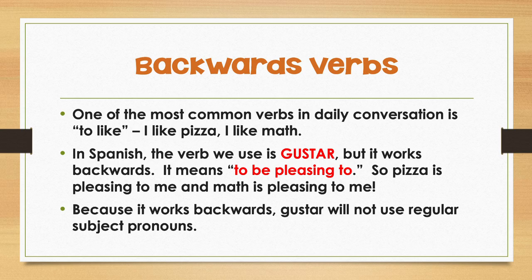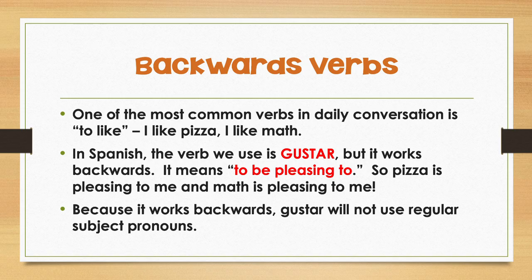All right, so let's start by talking about backwards verbs. One of the most common verbs in daily conversation in English is to like. We say, I like pizza, I like math, I like you, I like your sweater, right? In Spanish, the verb that we use to do that is gustar, but it works backwards. So it doesn't technically mean to like, it means to be pleasing to. So instead of I like pizza, we're going to say pizza is pleasing to me, or math is pleasing to me, or your sweater is pleasing to me.